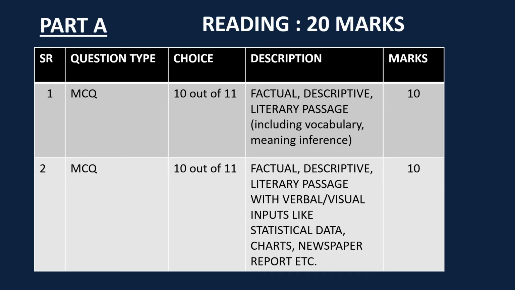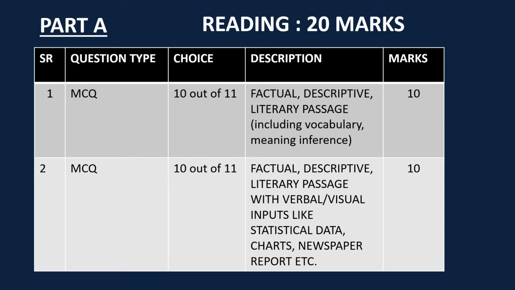Now let's study in detail the new paper pattern given by CBSE for class 12 English core. So the entire paper is divided into two parts. Part A, which is the objective part, and part B, which is the subjective part. Now in part A, the first is reading, which is of 20 marks. The entire reading section is in the form of MCQs, where you can get full marks.